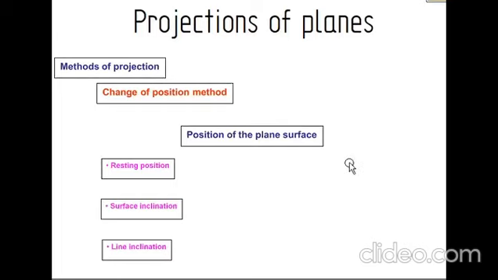I welcome you all for today's class on projection of planes. The method of projection which I am going to follow is the change of position method. To solve the problem, the position of the plane surface has to be identified. This can be done by following these three conditions: resting position, surface inclination, line inclination.